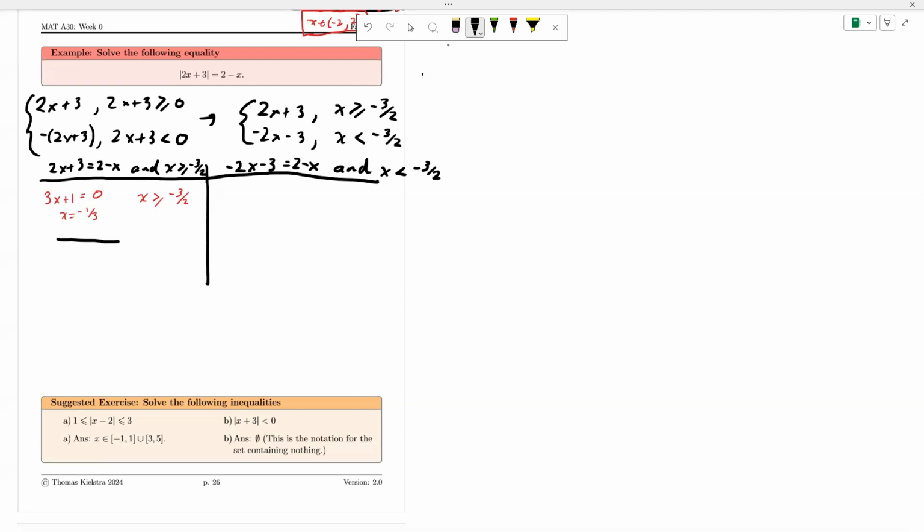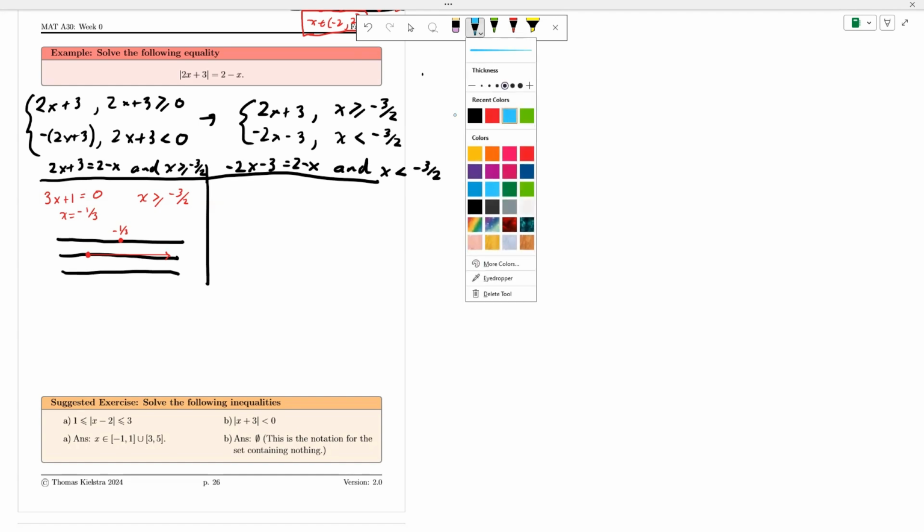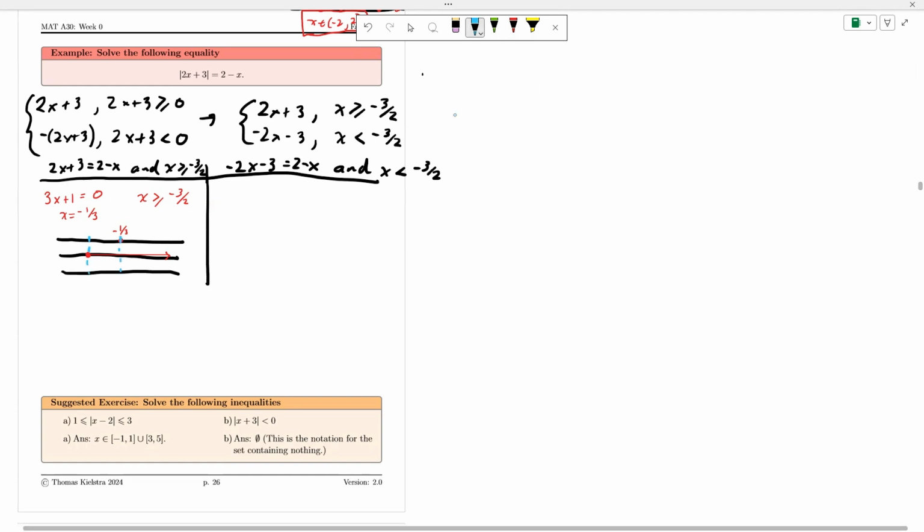Taking the number line, our first answer gives us a point at minus 1/3. And our second example, if we go to minus 3 over 2, it's everything above it. Intersecting these two gives us a single point, because there's only one point over which both are satisfied, and it's just at the point x equals minus 1/3.